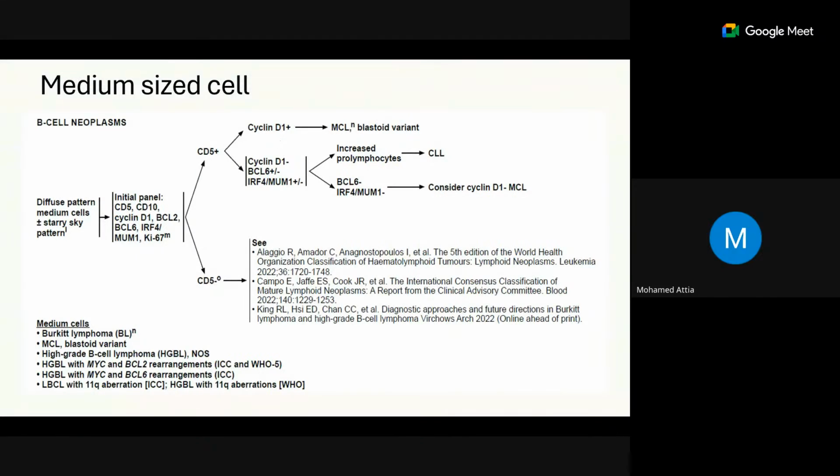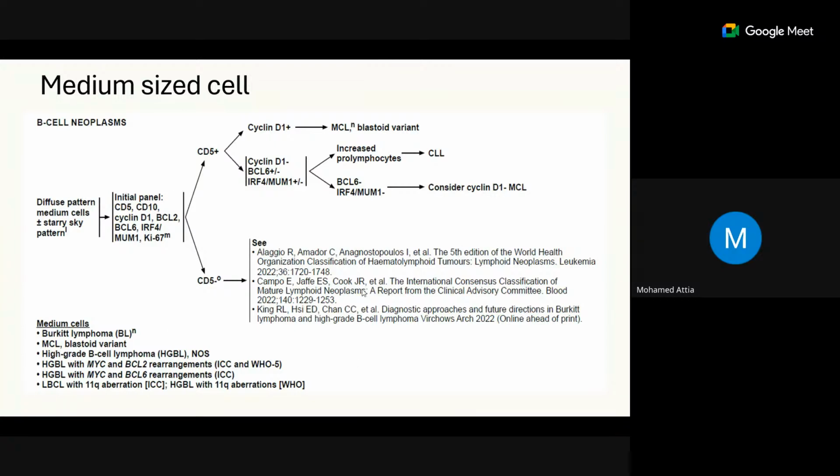For the medium-sized cells, these cells may behave like malignant large cells, or may behave like small cells, but as we increase in size, the cells become more and more malignant. So these CD5 positive intermediate cells are usually CLL with pro-lymphocytic form or mantle cell with blastoid form. Usually they have a bad outcome.